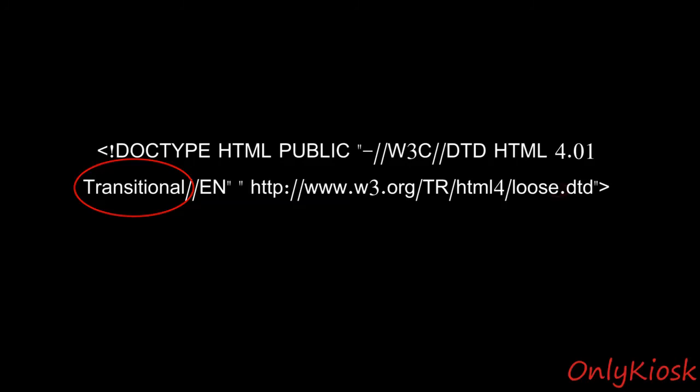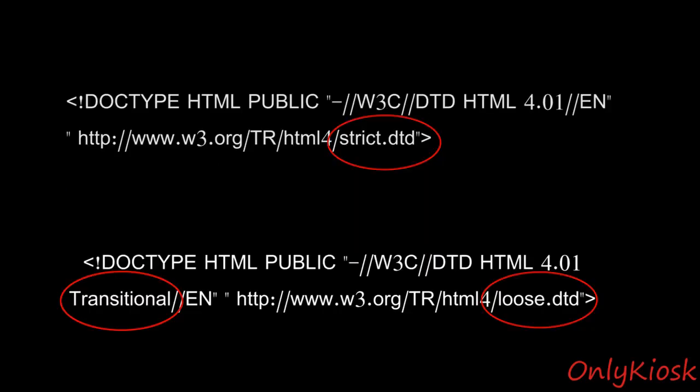Transitional declaration ends with loose.dtd. And that's it for the version declaration. There is no need for you to memorize the version declaration of an XHTML. You just need to be able to read it.